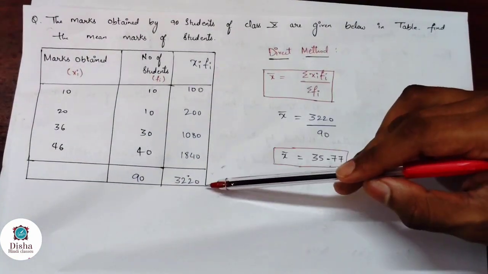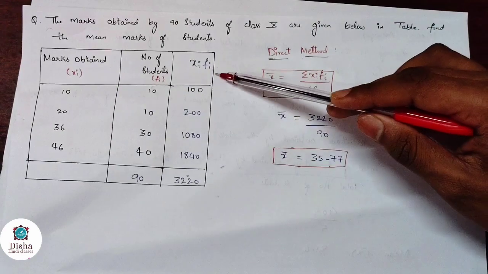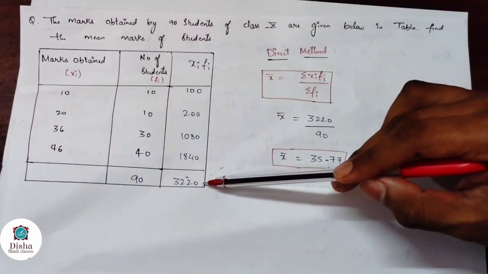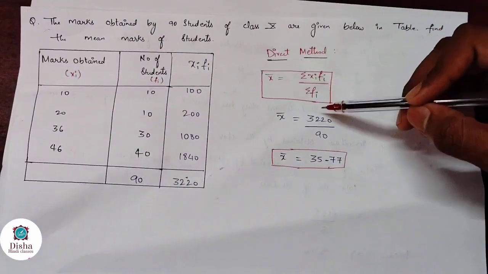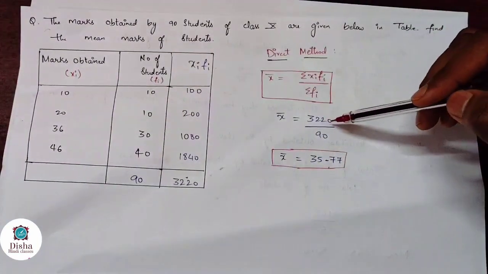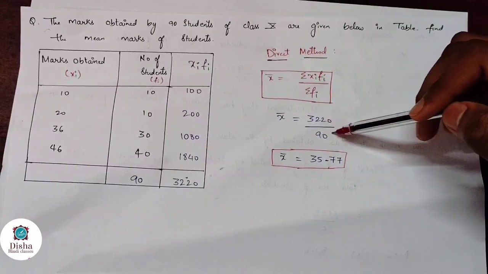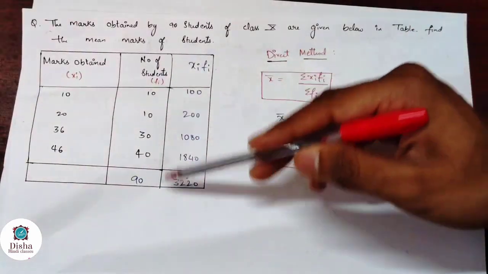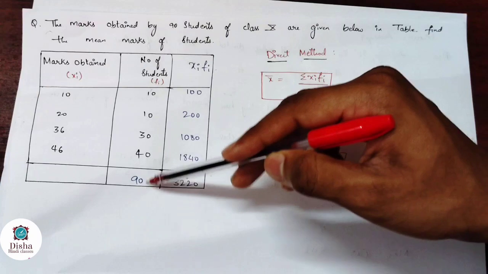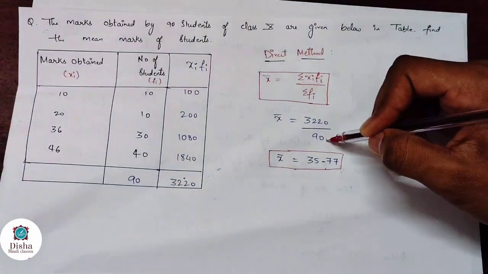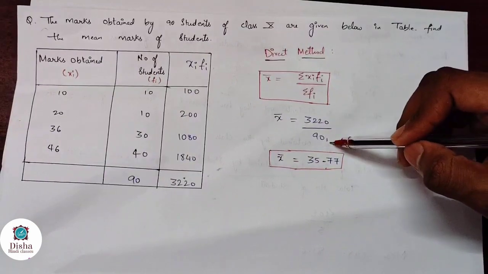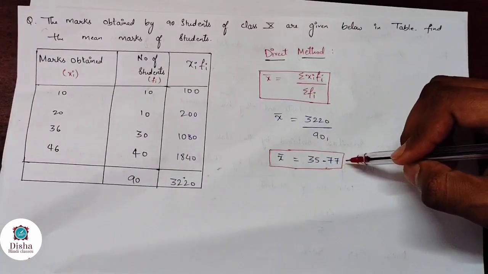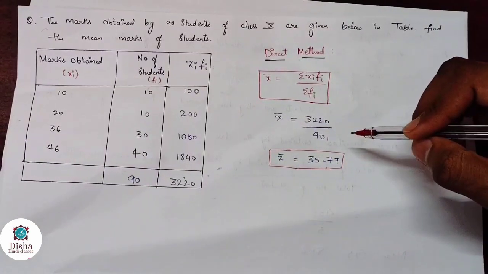We will be adding all this and we'll be getting the sum, summation of xi fi, equal to 3220. In the formula we will be substituting the value of summation of xi fi as 3220 divided by summation of frequencies. We will be adding all the frequencies and substituting the total here. Now if we divide 3220 by 90, we get 35.77.